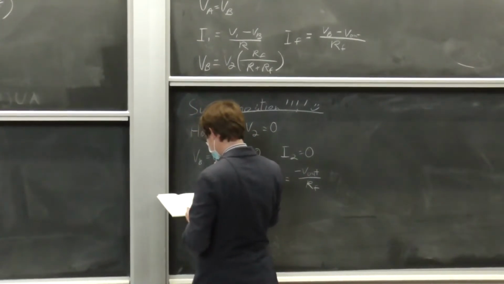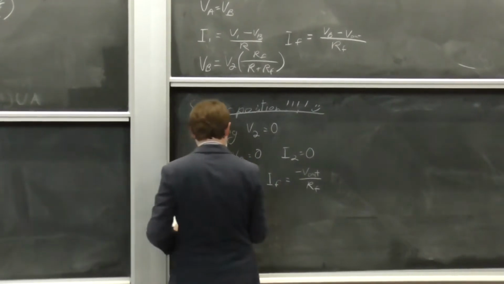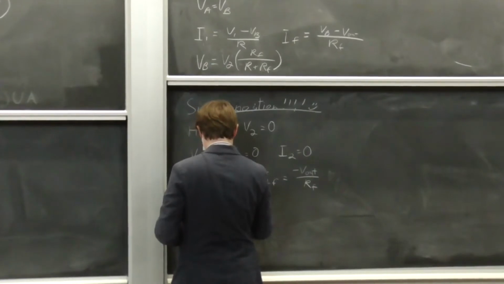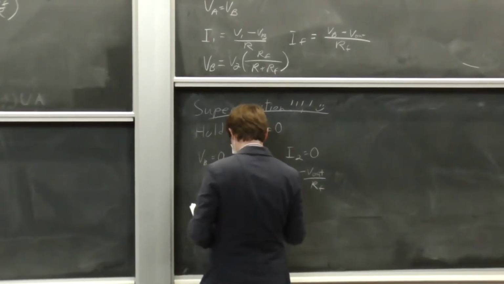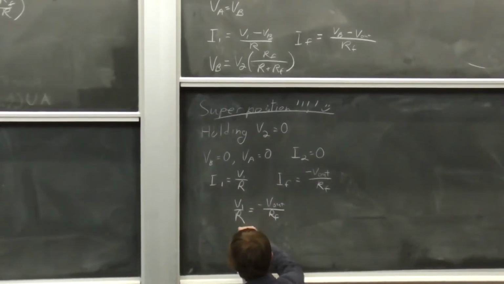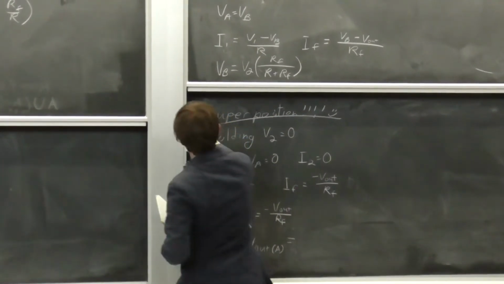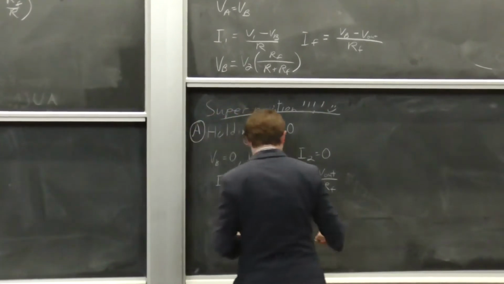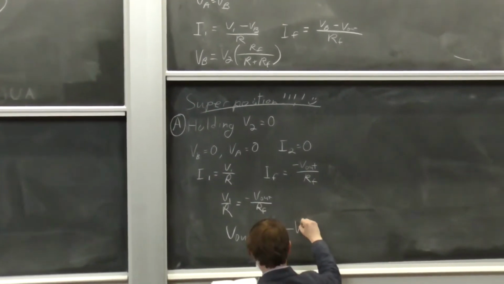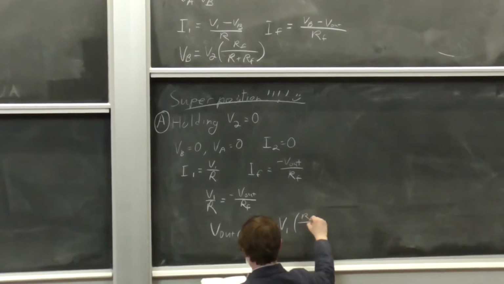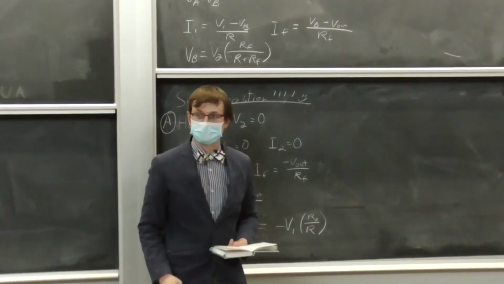So, since we know that I1 is equal to IF, we can say V1 over R is equal to negative V out over RF, which means V out A is equal to negative V1 RF over R. So much for the easy one.